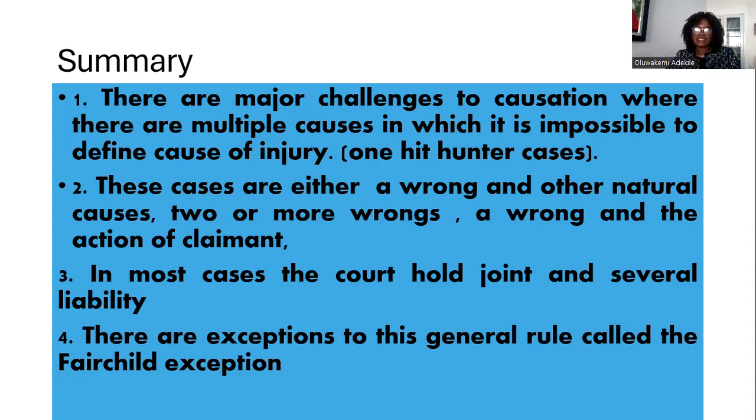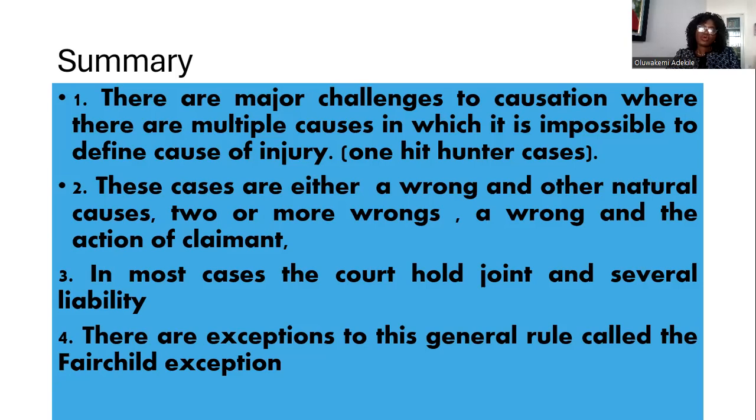One-hit hunter cases, meaning that in the example that we have seen, 2 hunters shoot in the same direction, 1 bullet hits the plaintiff. There's no evidence, factual or scientific, as to which bullet hit the plaintiff. If we apply the but-for test, hunter A will escape liability, hunter B will escape liability. That's the case. That's one premise.